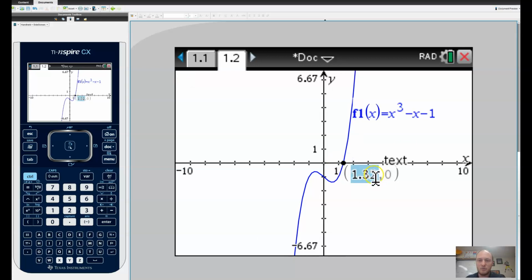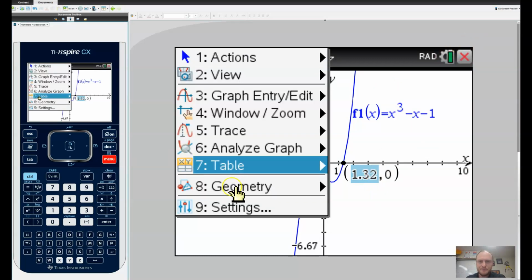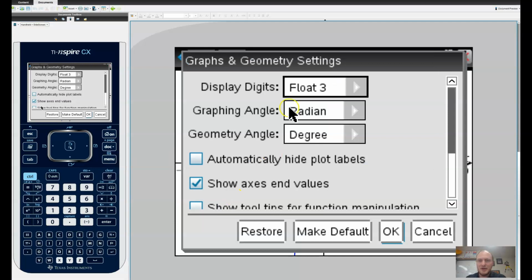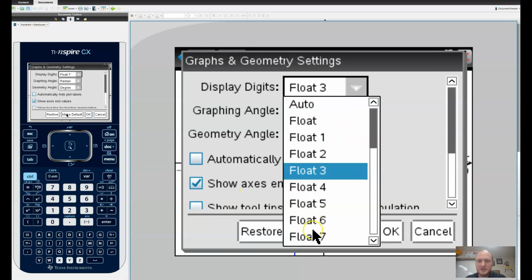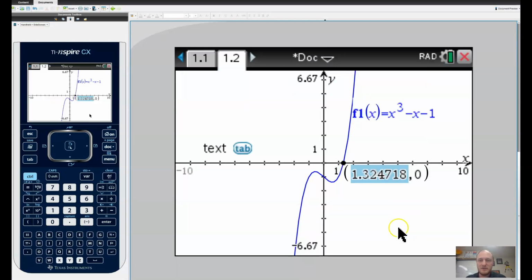And there you have it, 1.32. This is below standard. So here's what we'll do. I'll go menu, settings, and I don't want float 3. I want to increase this. Float 7, and there you go. So we get the same exact answer.